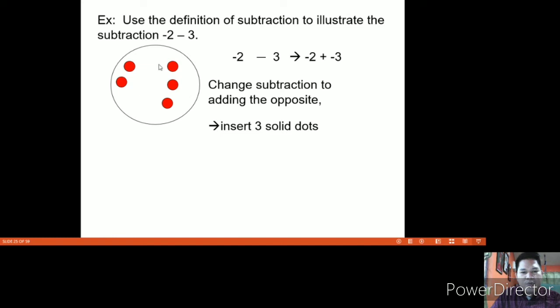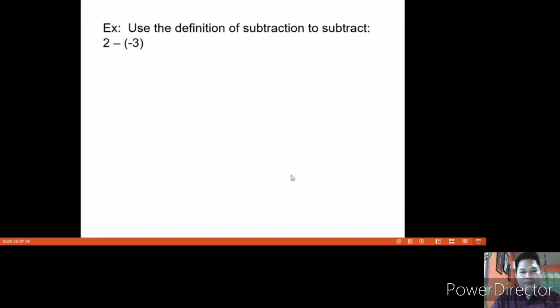What you are going to do is to combine. So how many solid dots? All in all, we have 5. Therefore, the answer is negative 5. So negative 2 minus 3, or negative 2 plus negative 3, is equal to negative 5.